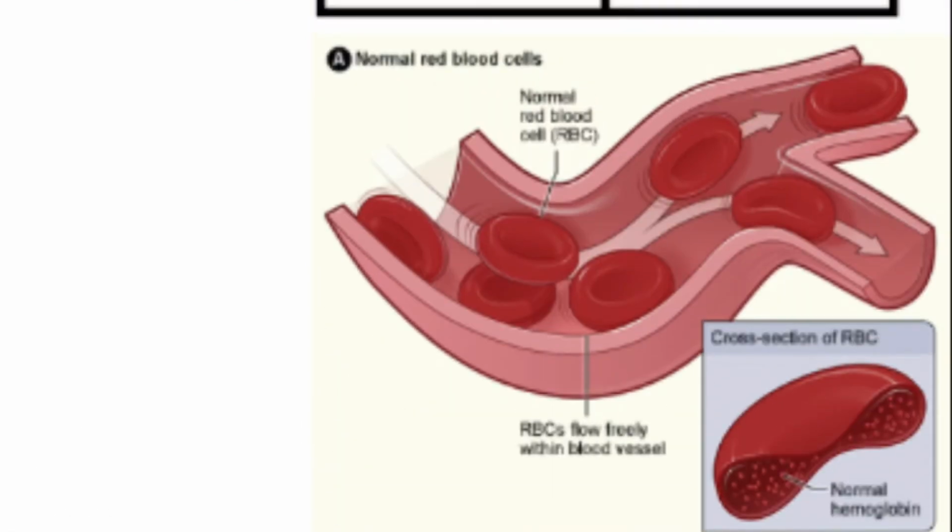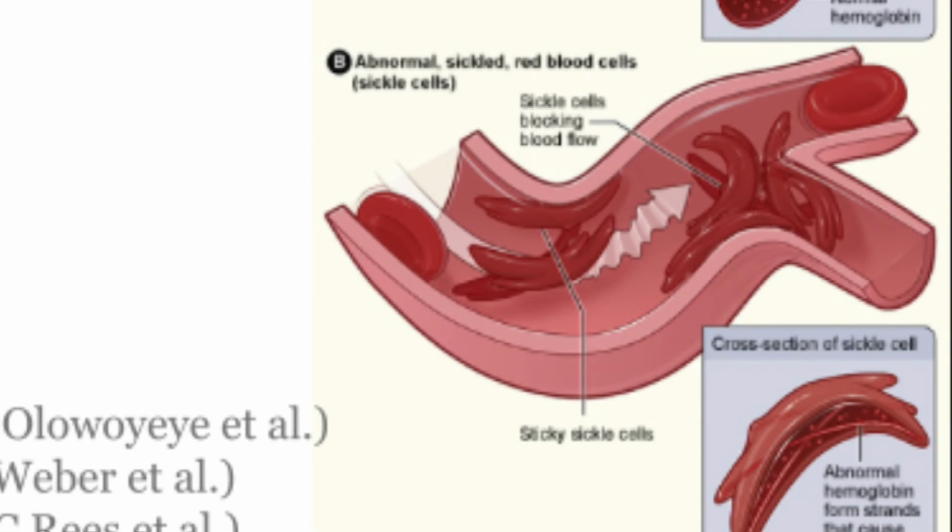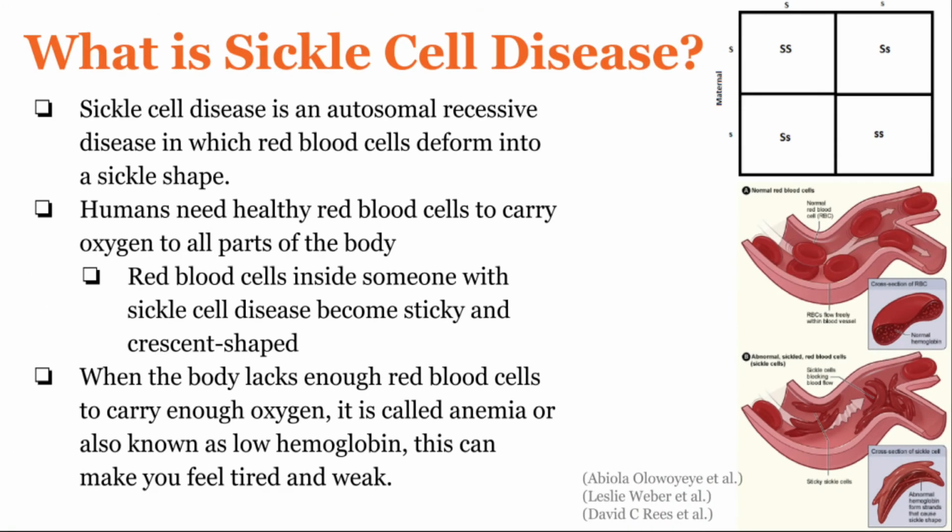The top of the image shows the normal flow of the red blood cells throughout the blood vessel. In contrast, the bottom of the image shows how sickled red blood cells can stick to the side of the blood vessels and block healthy red blood cells from transporting oxygen to the body's tissues and organs, which can cause infections, acute chest syndrome, and even a stroke. When the body lacks enough red blood cells to carry enough oxygen, it is called anemia, also known as low hemoglobin, which can make you feel tired and weak.